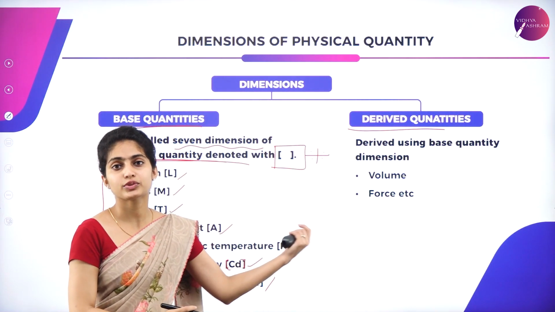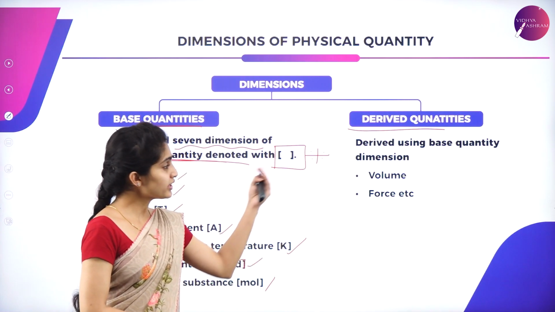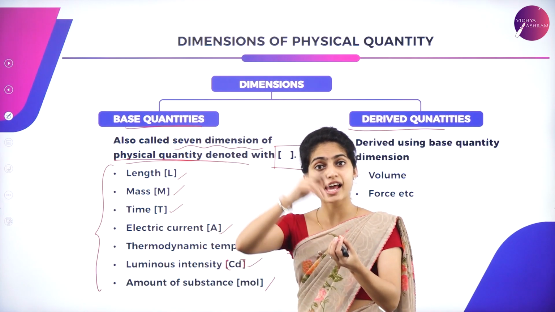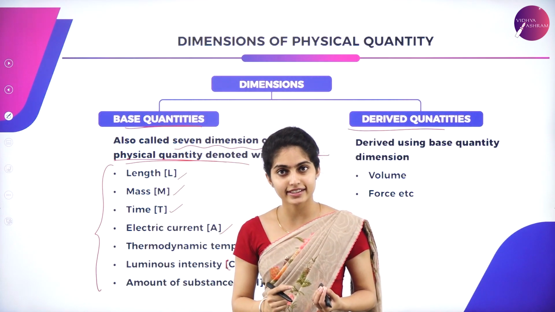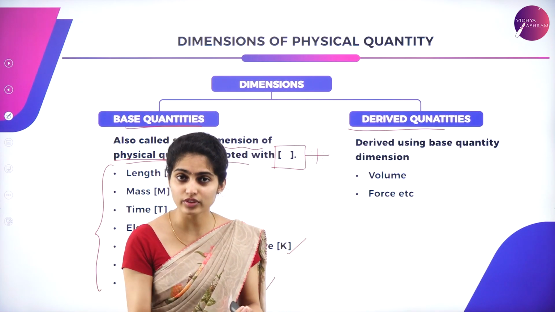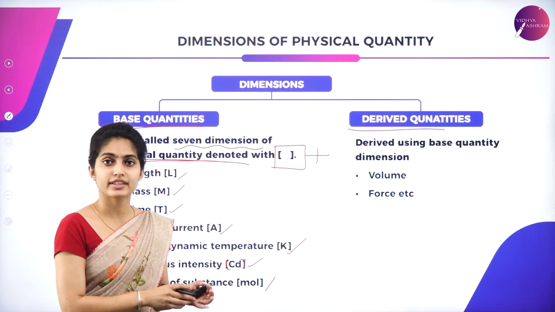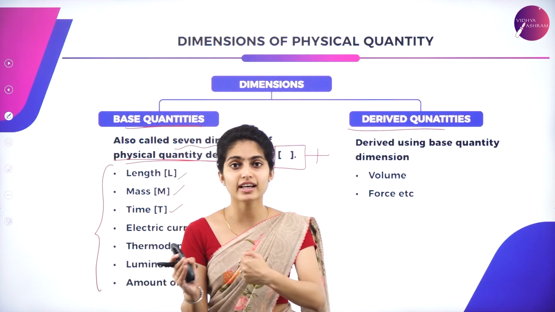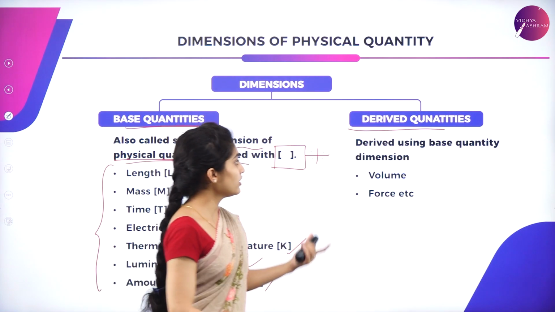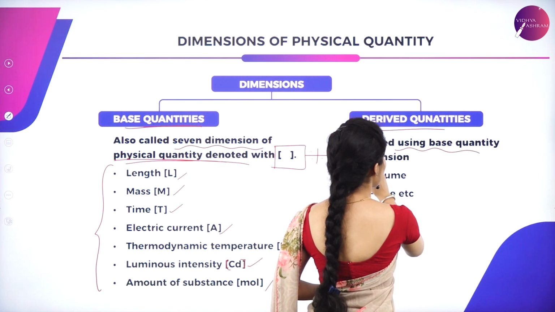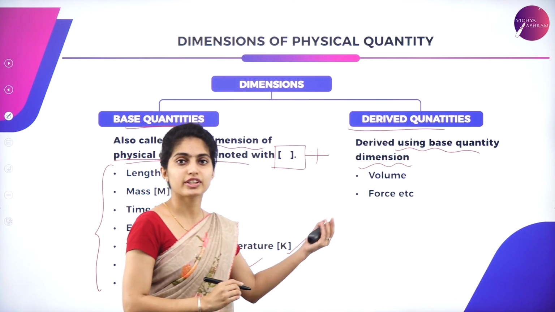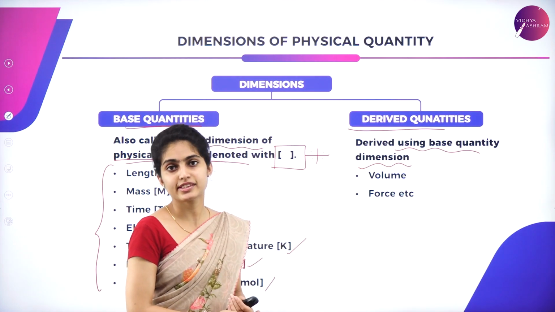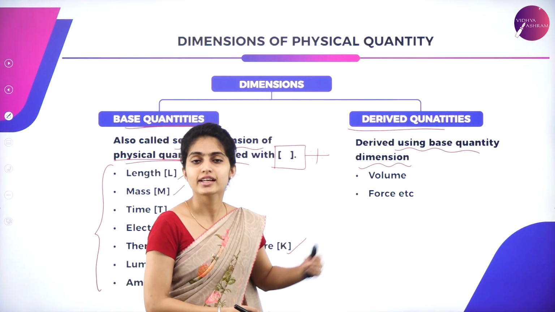Now coming to the derived quantities. What are derived quantities? Derived quantities are the ones which take the help of the base quantities. Having the base quantities only, you can give out the derived quantities. The quantity which derives things from the base is called a derived quantity. It is derived using the base quantity dimensions, and those dimensions are called the derived quantities' dimensions.